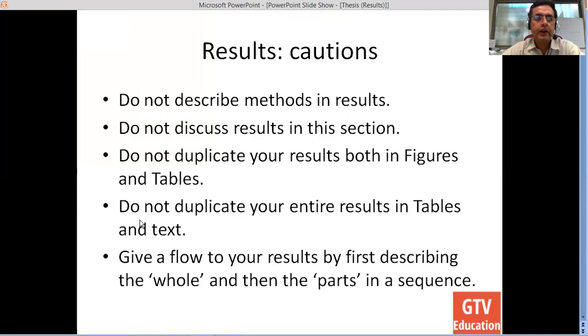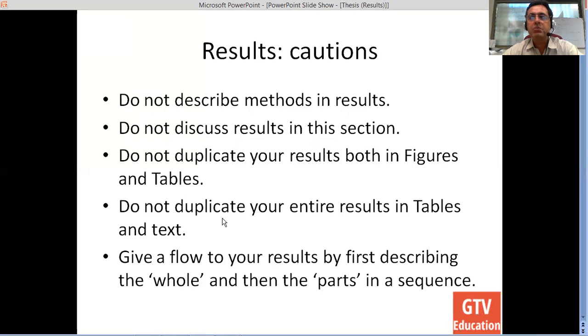Another thing is that you should not duplicate your entire results in tables and text. This is a very common mistake that students make. First they make a table for the results, and after making the table, they pick each and every value out of the table and describe it in the text: the overall prevalence was this, and in the case of the gender or the age groups, everything that they have written in the table, they just describe in the text.